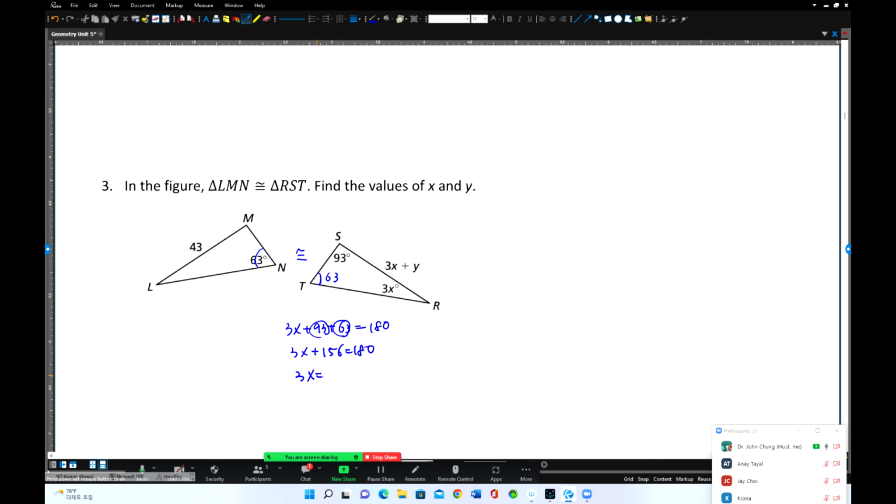Subtract 156 from 180, that is equal to 24, right? When you divide it by 3, x is 8. So this is x equals 8. So this is what, 24 degrees, right?